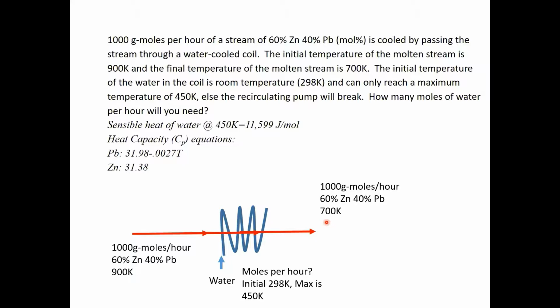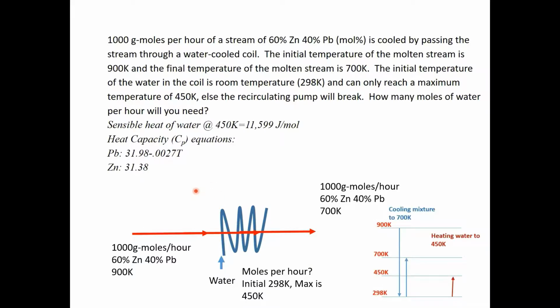How is this cooling? Where's the heat going? Well, the heat's going into water. The moles per hour is basically dictated by this maximum temperature our water can reach. So that's why it's very, very important. And so all the heat from this incoming stream of zinc and lead is going into this water. There's a limit to how hot that water can get. So that is what dictates our moles per hour. And that's how we're going to go about working out the problem.